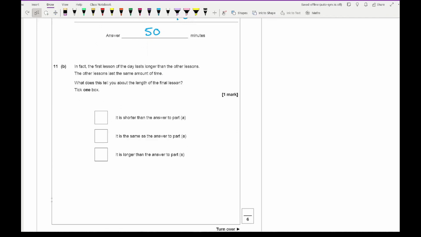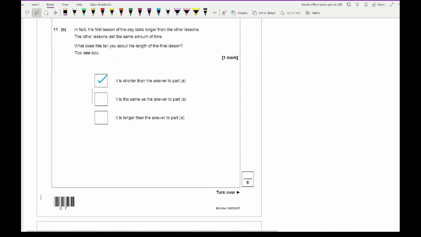What does this tell you about the length of the final lesson? And we just need to tick which box. So it says that this is going to be shorter than the answer in part A, the same as part A, or longer than part A. Well, using common sense, it's obviously going to be shorter, because if the first lesson is longer, then that means it's going to be taking time from the other lessons if they're all the same.